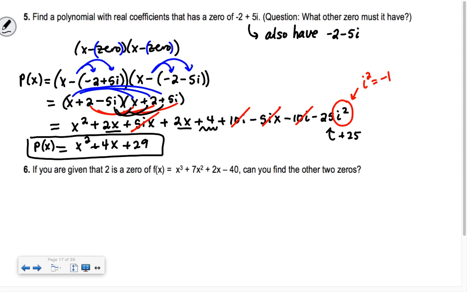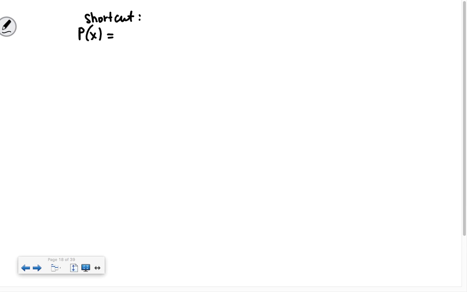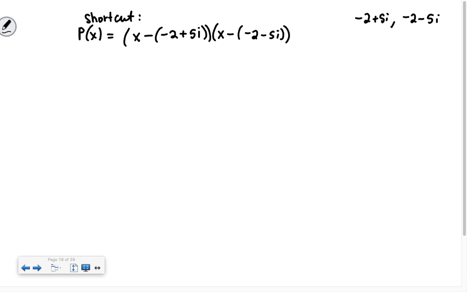So it starts out the same way. It starts out as x minus the 0, x minus the 0. Our zeros were -2 plus 5i and negative 2 minus 5i, right? So we started out with x minus a 0 in parentheses, negative 2 plus 5i, and x minus a 0 in parentheses, negative 2 minus 5i. And the second step's the same. We distribute the negative, so I get x plus 2 minus 5i times x plus 2 plus 5i.